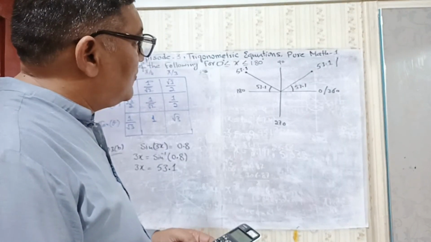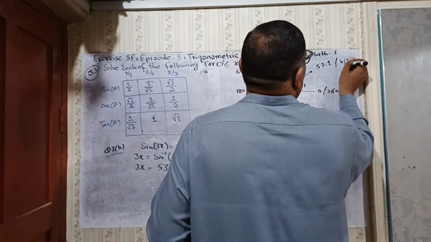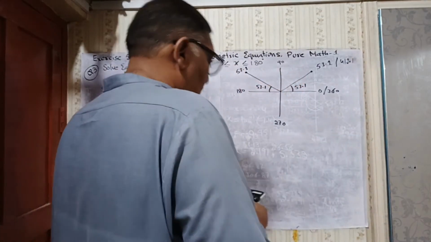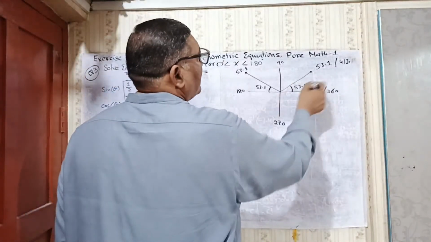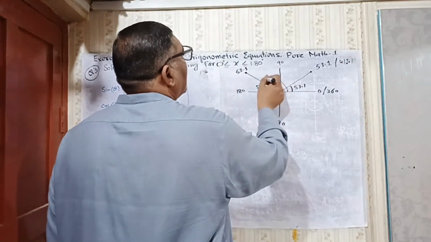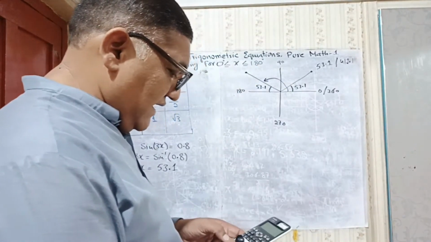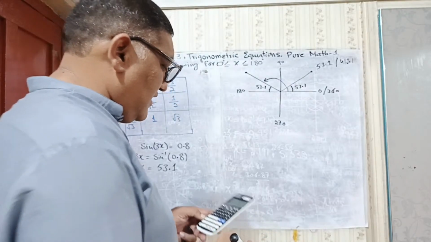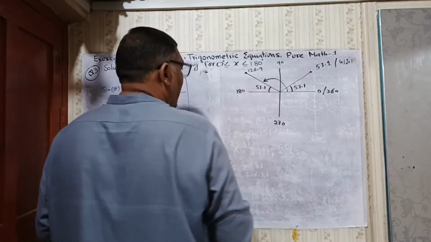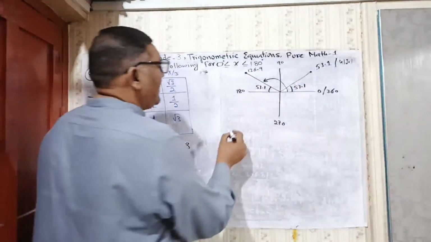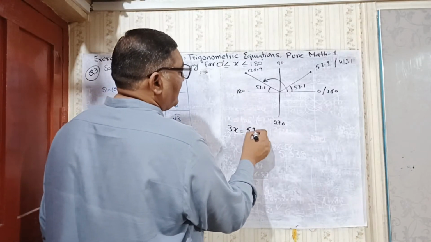This angle can also be 413.1, but we don't need to go to that. So how much is this angle? This angle is 53.1, but how much is this other angle? This angle will be 180 minus 53.1, which is 126.9. So that means my 3x after the sine inverse has first value 53.1.